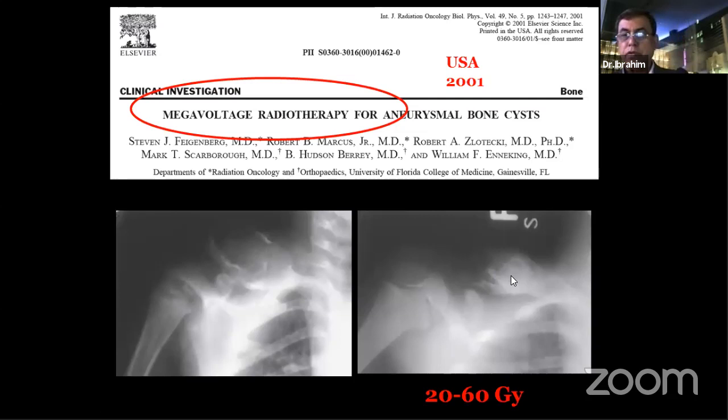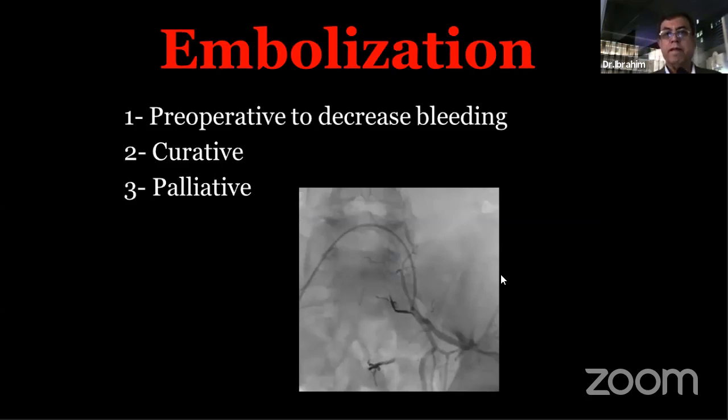Megavoltage radiotherapy using 20 to 60 grays. This is in the clavicle, and this is how it looks after radiation. So it has a role, but it is a limited role. There is a new concept now, which is to do embolization. As we are talking, this is vascular, so why not embolize?